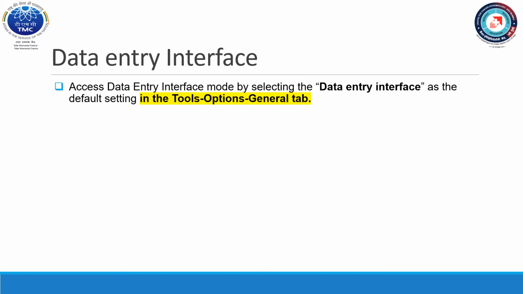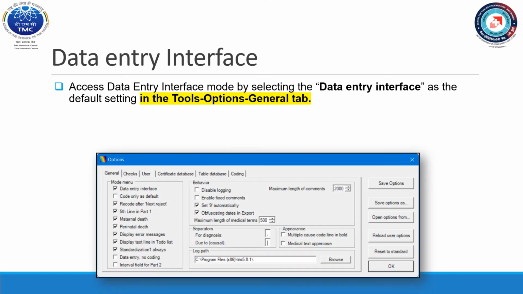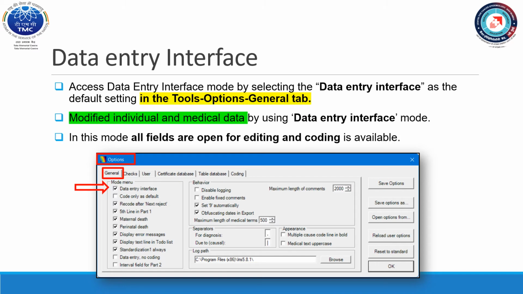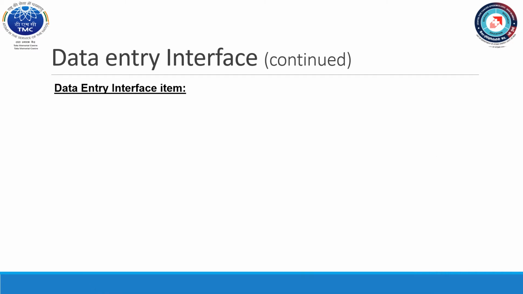You can access the data entry interface mode by selecting the data entry interface option in the Tools, Options, General tab. Data entry interface mode is used to modify individual and medical data. In this mode, all fields are open for editing and coding is available. This mode is suitable for situations where medical coders also do the data entry.